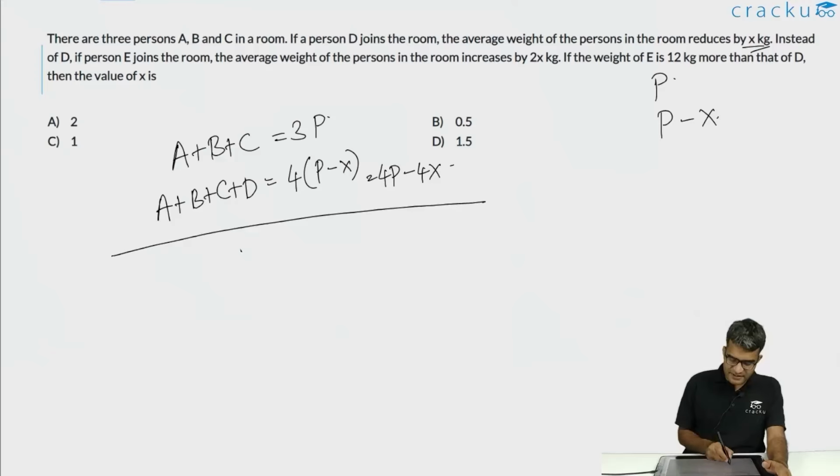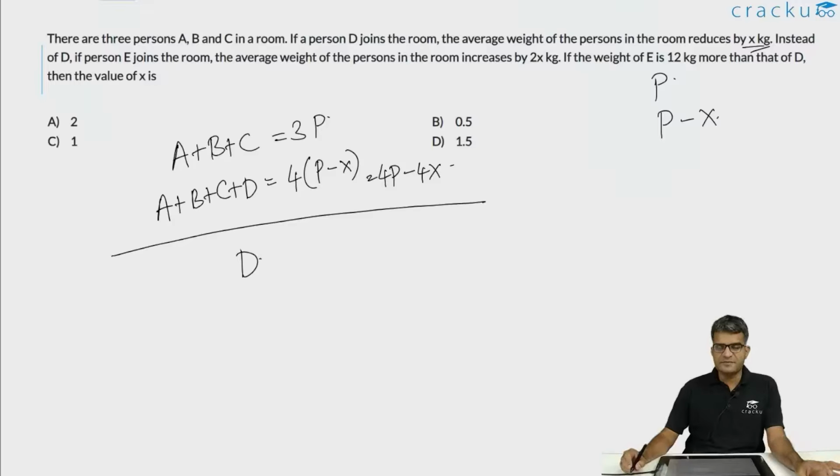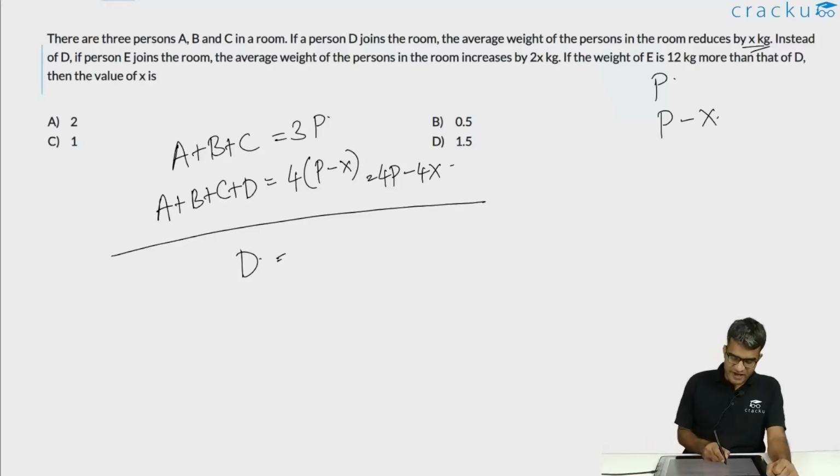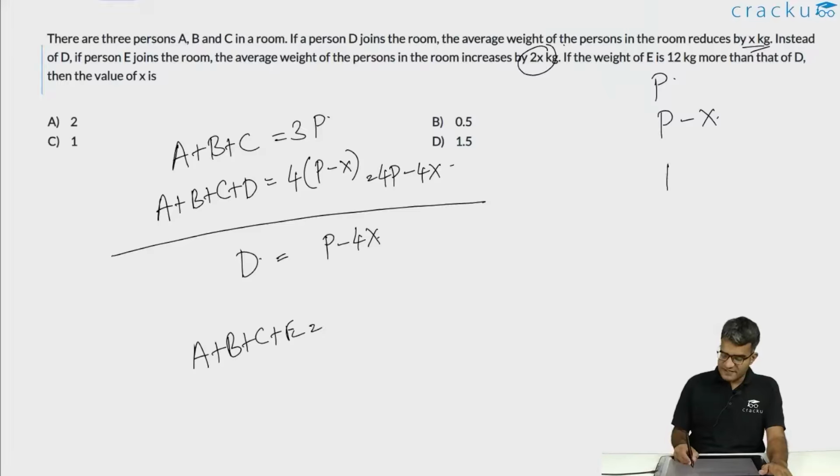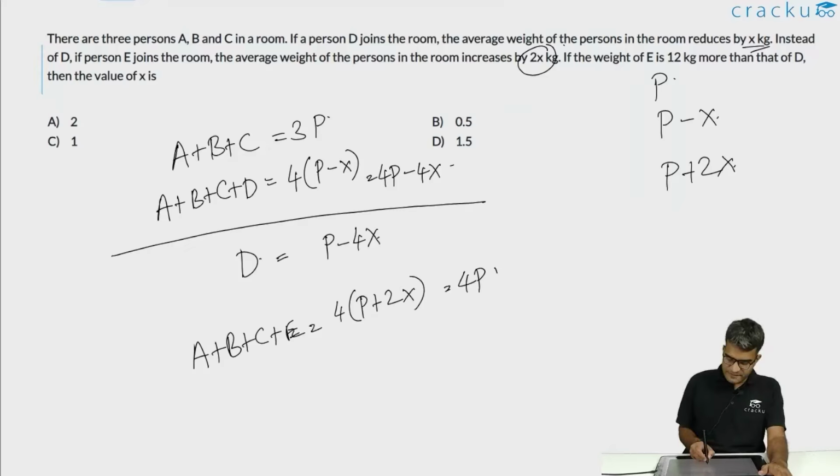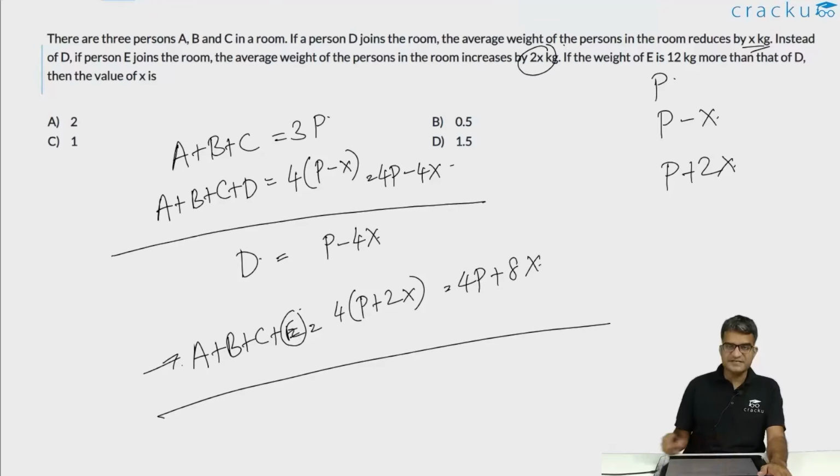So we can calculate the weight of D. We know the sum of A plus B plus C, we know the sum of A plus B plus C plus D. So the value of D is P minus 4X. However, instead of D, if you are adding E to the room, the value of A plus B plus C plus E, now we are told that the average increases by 2X. So the average becomes P plus 2X. This is equal to 4 times P plus 2X, which is equal to 4P plus 8X. Again, you can calculate the weight of E, because from A plus B plus C plus E, you can just subtract A plus B plus C. So the weight of E is P plus 8X.